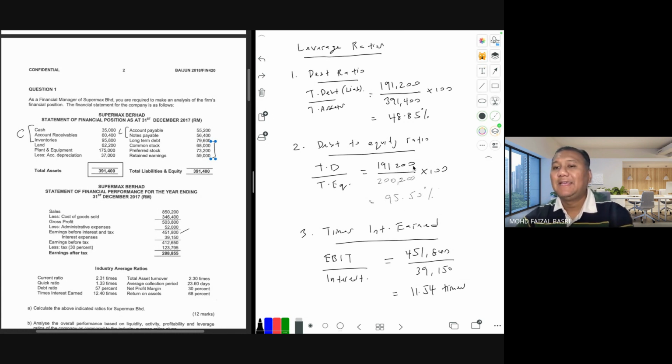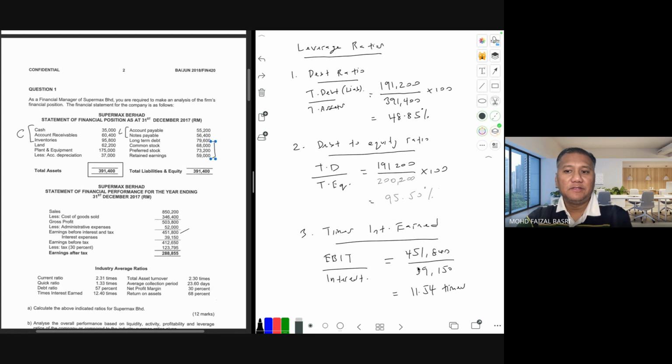Not more or less, it means lesser than the equity. Okay, it's less than 100%, right? Okay, but still we cannot compare. We cannot compare with the industry average. But we can say that the debt is lesser as compared to the equity, right?